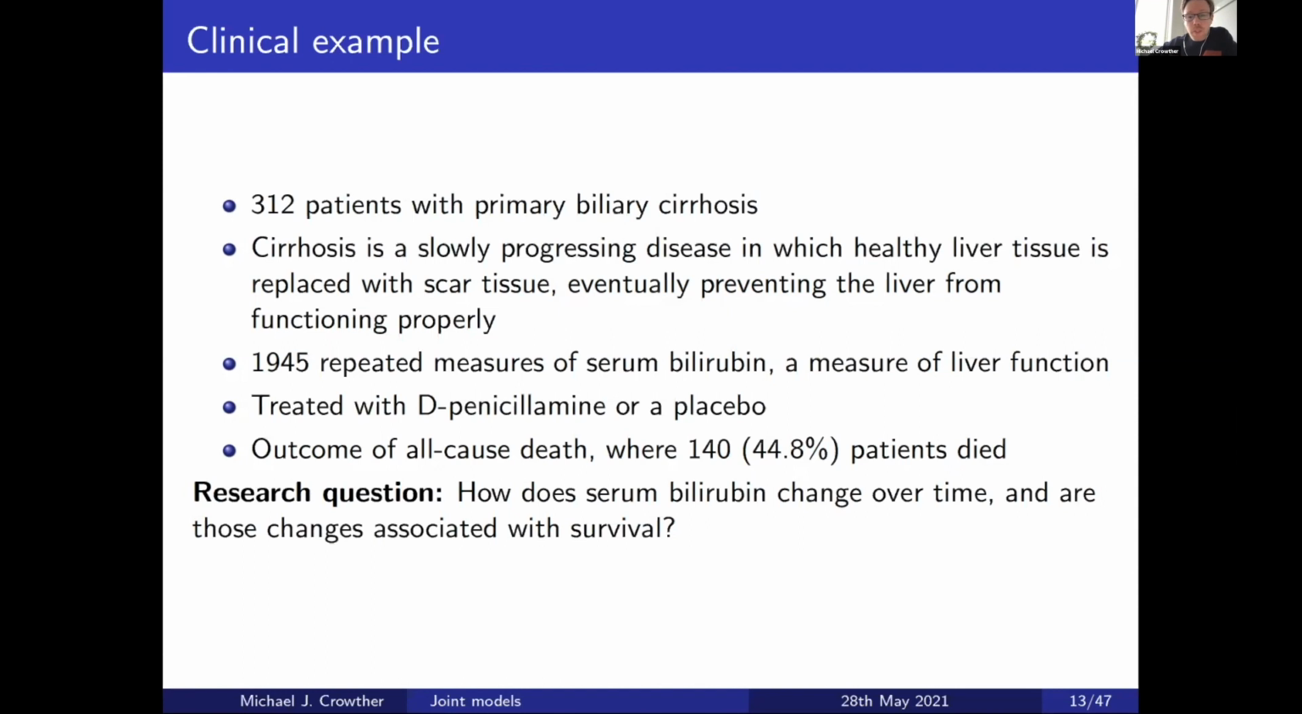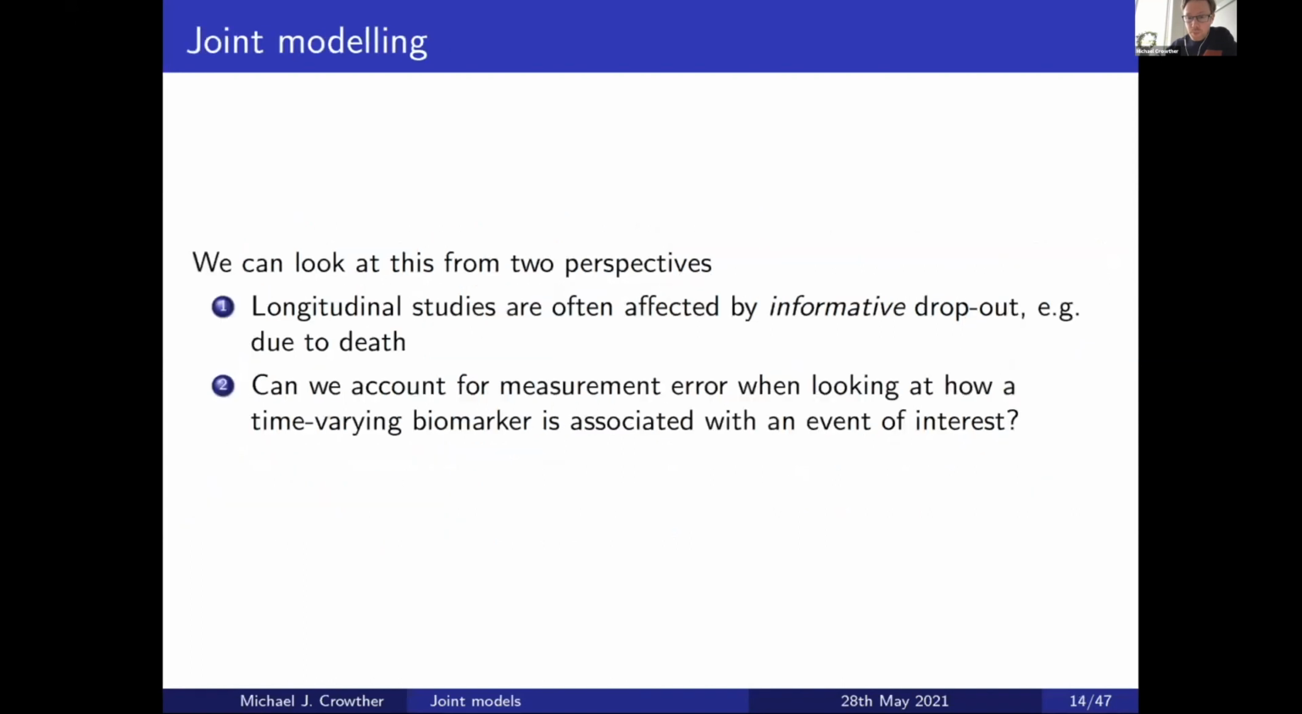Patients were treated with either D-penicillamine or a placebo. And the outcome, time to event outcome of all-cause death, where 140 patients died. So our research question today is, how does serum bilirubin change over time, and are those changes associated with survival?